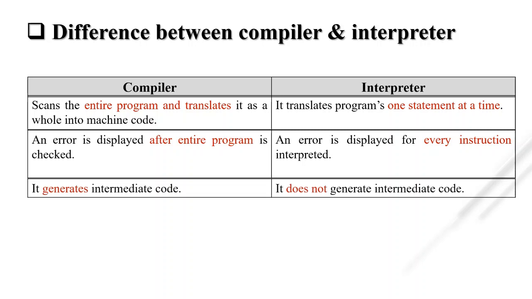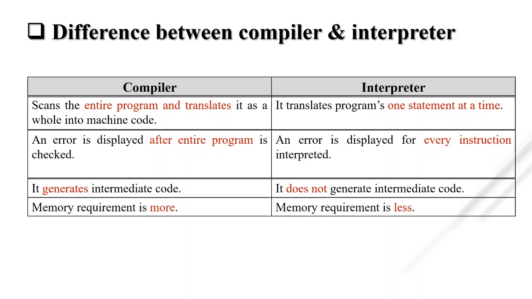Compiler generates intermediate code. We will learn intermediate code in depth in the next part of this unit. It is a code which is easy to produce and translate. It is commonly used in the form of 3-address code. Interpreter does not generate intermediate code.